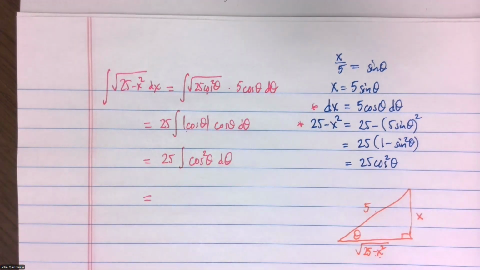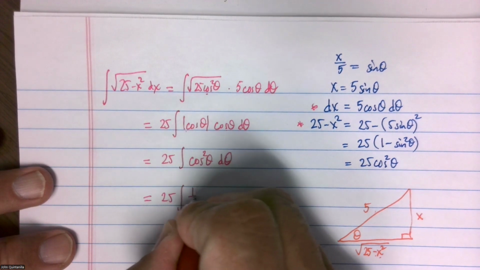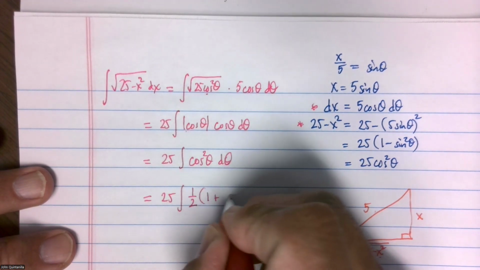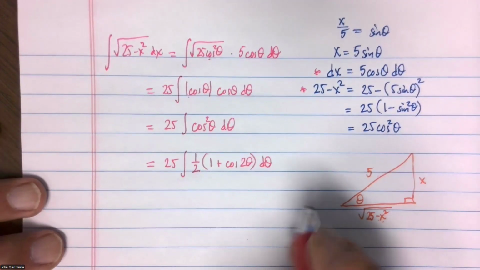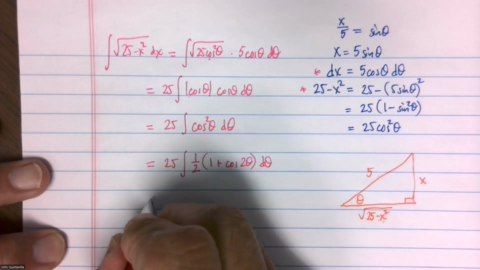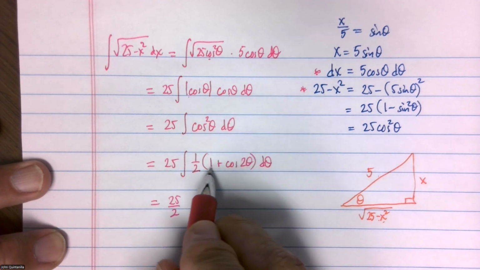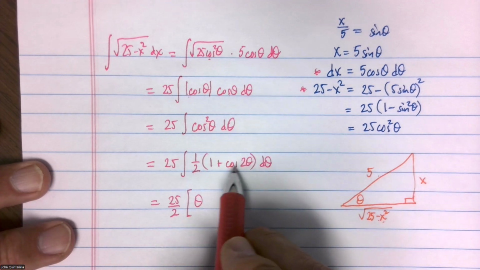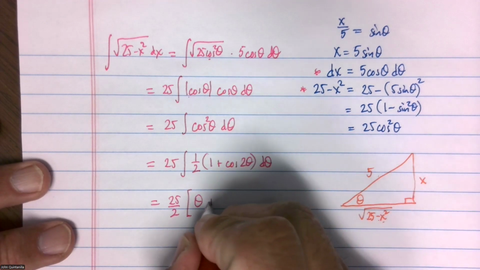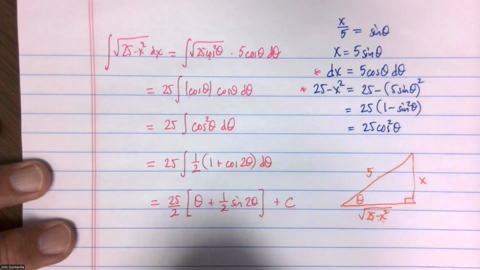Now, this is one of the integrals you might have memorized. Otherwise, we'll use the trig identity, which I'll do here. 25 times the integral of 1/2 times 1 plus cosine of 2 theta d theta. That is the trig identity, the power reduction identity for cosine squared. All right, so 25 over 2. Now we integrate. The integral of 1 is theta. And the integral of cosine of 2 theta is going to be 1/2 times sine of 2 theta, plus c.